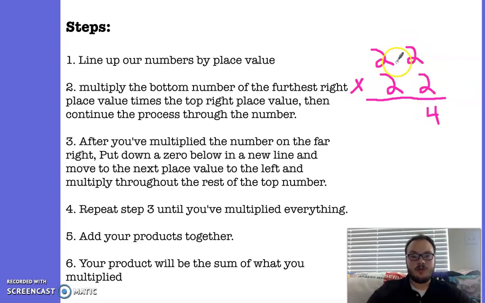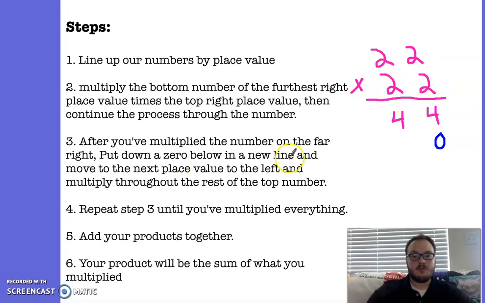And now, after I've multiplied that, I'm going to continue multiplying this number throughout the rest of the number. It doesn't matter however long this number goes, I'm going to stay with this place value. So I'm going to do 2 times this 2 to get another 4. Now I've completed step 2. So we're going to move to step 3, which is after we've multiplied this number on the far right, we're going to put down a 0 down here, showing that we've multiplied everything in this place value, and we're moving to the next place value.